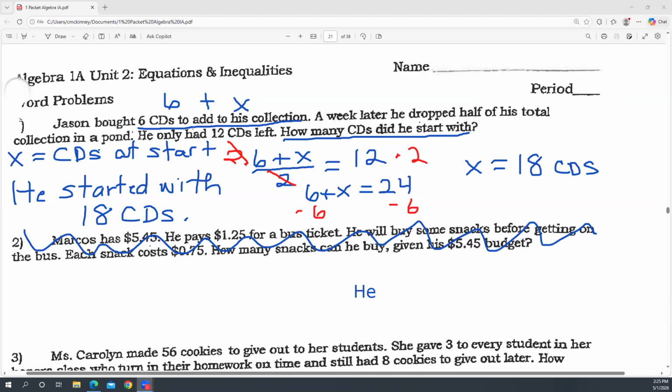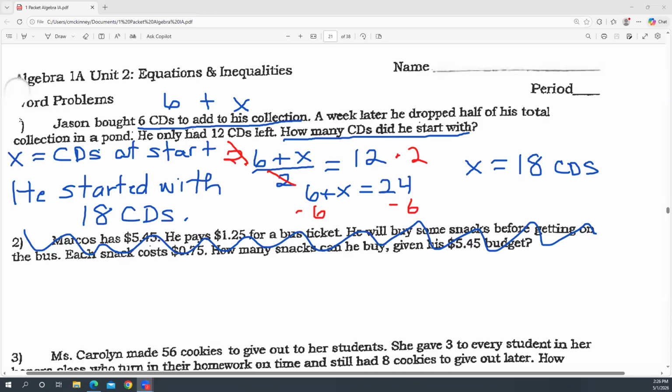So now let's think about if 18 makes sense in this question. Well, if I went back to the beginning, Jason bought 6 to add to his 18, if we knew it was 18. So 6 plus 18 would make 24. If he dropped half of those 24 in the pond, so 24 divided by 2 would be 12. He would have 12 he dropped and 12 left. So our answer when we read back through the question makes sense.